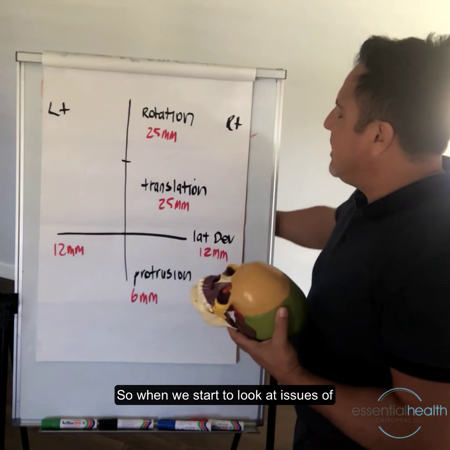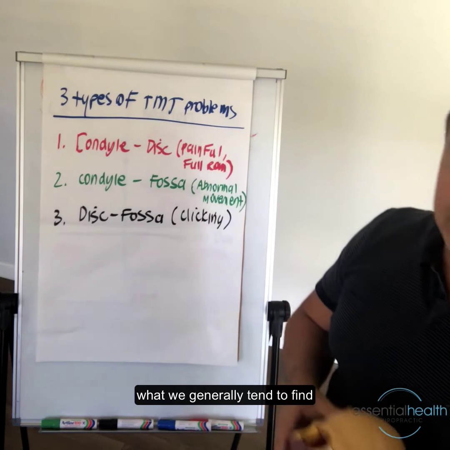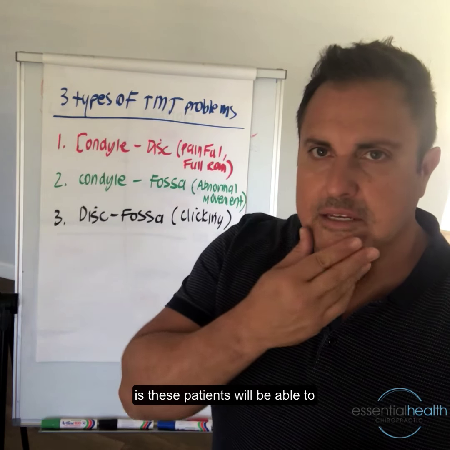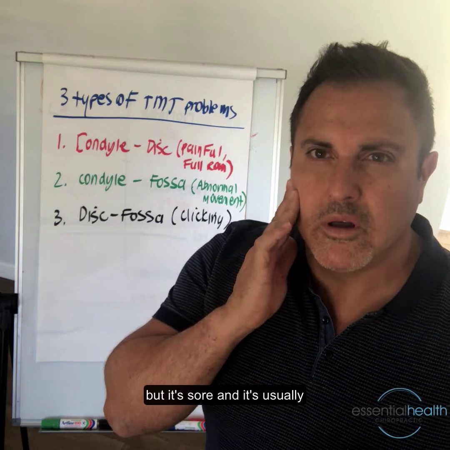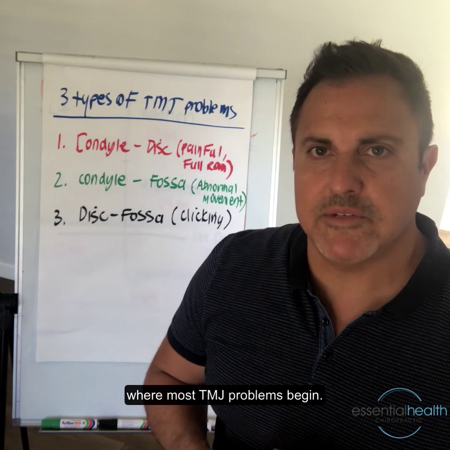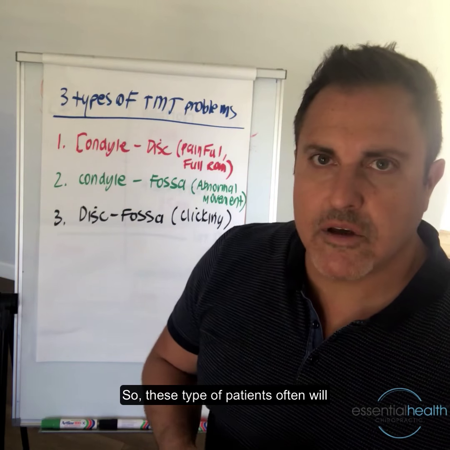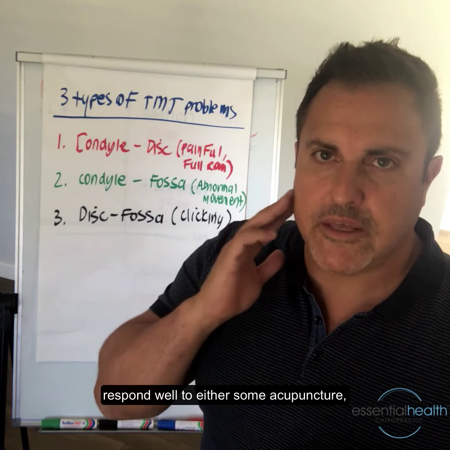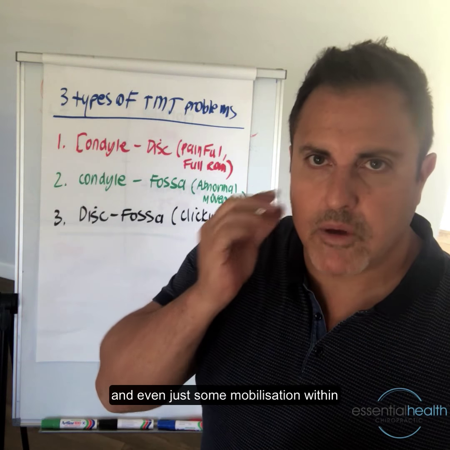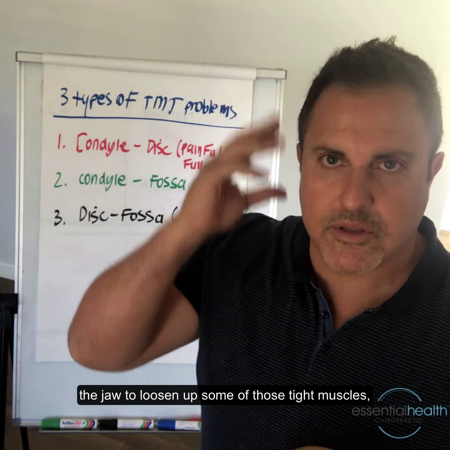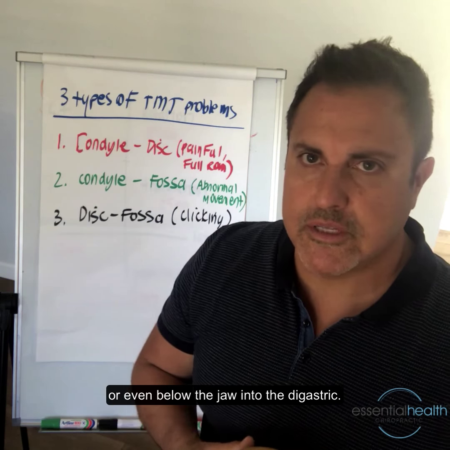When we start to look at issues of condyle to disc problems, what we generally tend to find is these patients will be able to open and close their mouth properly. Their range of motion is fine, but it's sore. And it's usually where most TMJ problems begin. These types of patients often respond well to acupuncture, laser or nutritional advice, and even just some mobilization within the jaw to loosen up some of those tight muscles, whether it be the masseter or temporalis or even below the jaw into the digastrics.